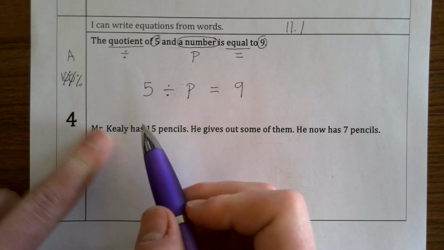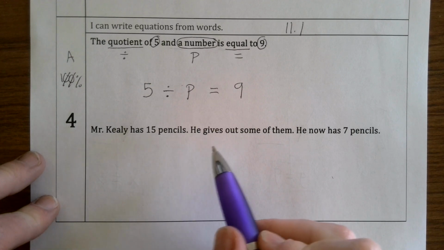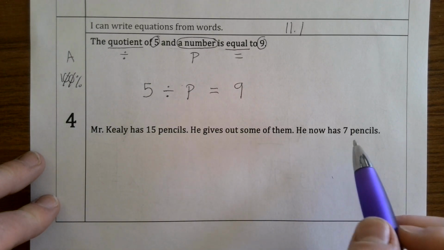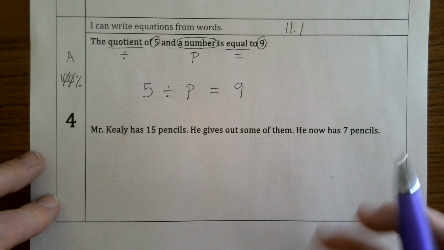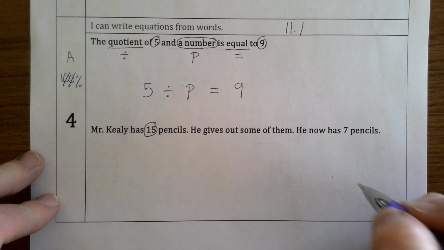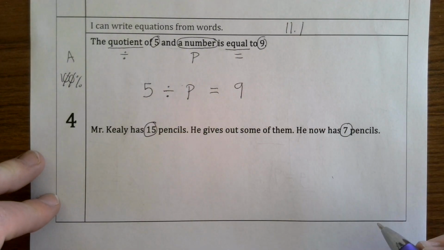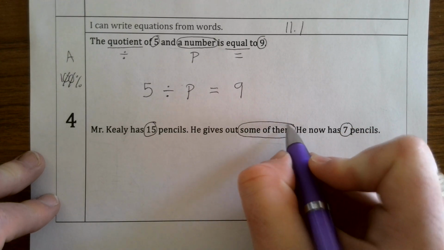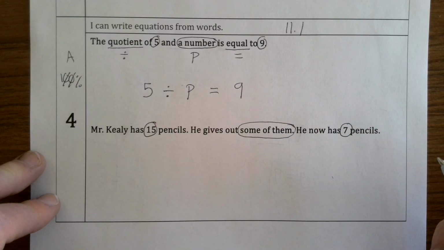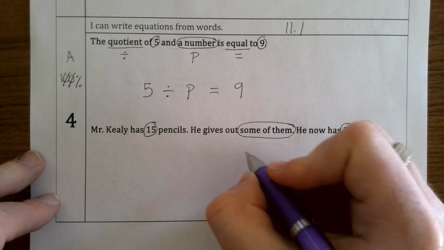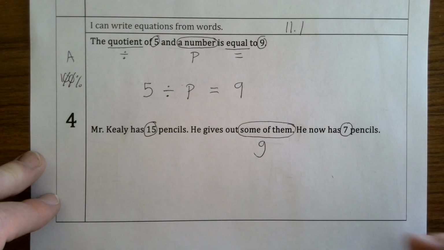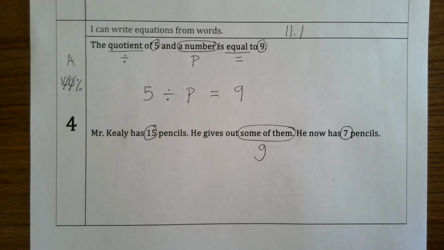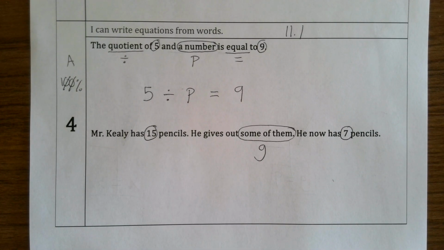Lastly, Mr. Keeley has 15 pencils. He gives out some of them. He now has 7 pencils. We have 15 pencils. We have 7 pencils. Some of them, we don't know how many that is, so we're going to pick a letter. I'm going to go with G. Because it doesn't matter what letter we pick. You can pick any letter you want. I don't care what letter you use. We're going to go with G.